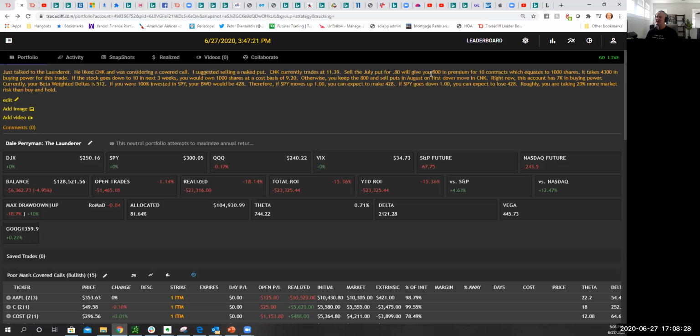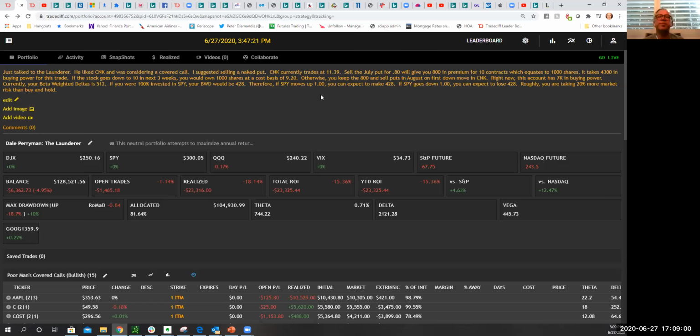That would give you, on 10 contracts, $800 in premium. 10 contracts equates to 1,000 shares, so it's 100 shares for every one contract. Yes. It takes $4,300 in buying power for this trade. If the stock was to go down to $10 in the next 3 weeks, you'd own 1,000 shares at a cost basis of $9.20. That's $10 minus the 80 cents that you collected. That's how I got the $9.20.